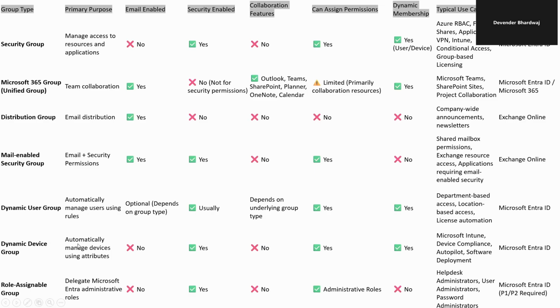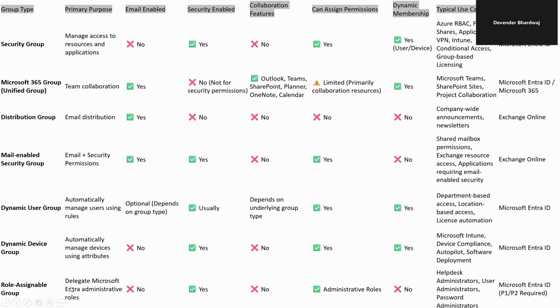Dynamic device groups automatically manage devices using attributes, which is the main purpose. These are not mail-enabled groups. Security enabled, yes. Collaboration feature is not there. It can assign permission, yes. Dynamic membership is there, and it is typically used with Microsoft Intune device compliance and Autopilot software deployments. We can create this type of group from the Microsoft Entra ID portal.